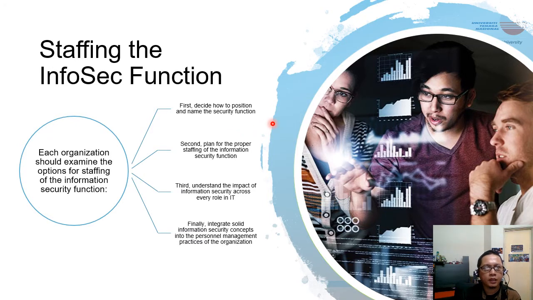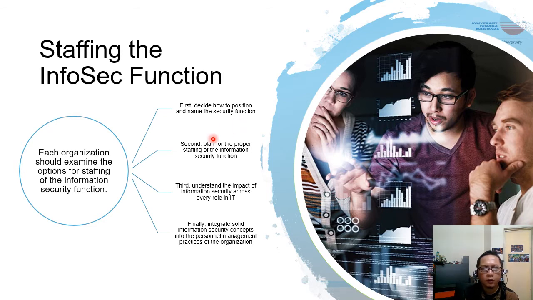So once you have a project that you want to implement and develop, each organization should examine the options for staffing. Meaning, let's say you want to develop your module. Do you have the people within the organization or not? Now you need to assemble the team to implement and execute what you have planned earlier. So first decide how to position and name the security function. Now for the module, who is going to do it? And then what are the functions of the module?